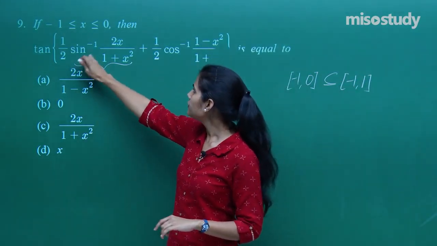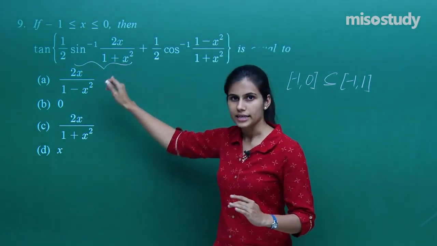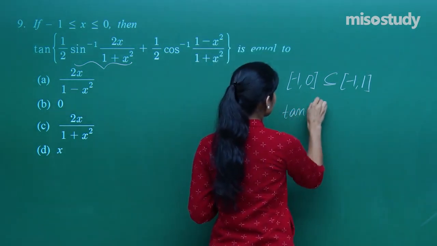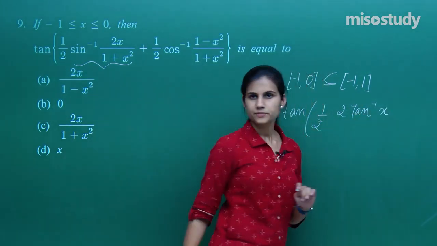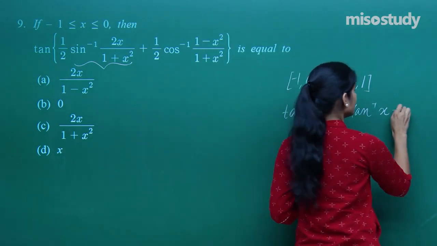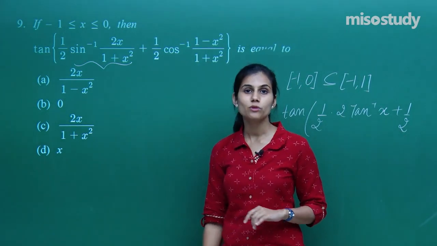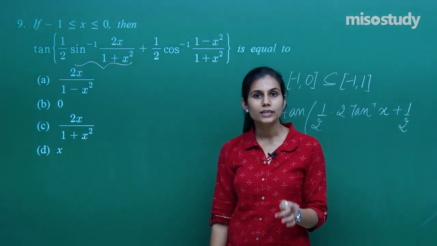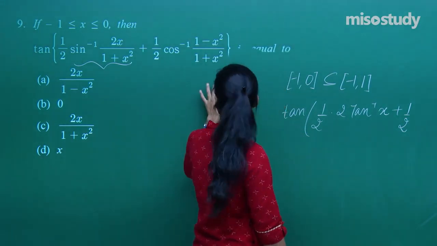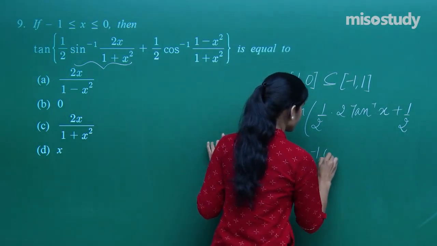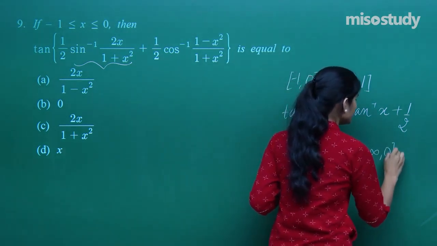So you have sine inverse of 2x upon 1 plus x square being very conveniently replaced by twice of tan inverse x. So now you have tan of half of twice of tan inverse x, then you have plus half of, again, cos inverse of 1 minus x square upon 1 plus x square, which is equal to minus twice of tan inverse x, but that is only valid when x is lying in the minus infinity to 0 closed interval. So, over here x is lying in -1, 0, this closed interval, and this is very conveniently contained in minus infinity to 0.